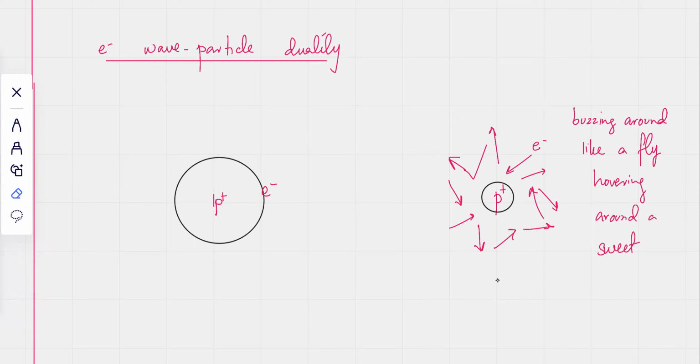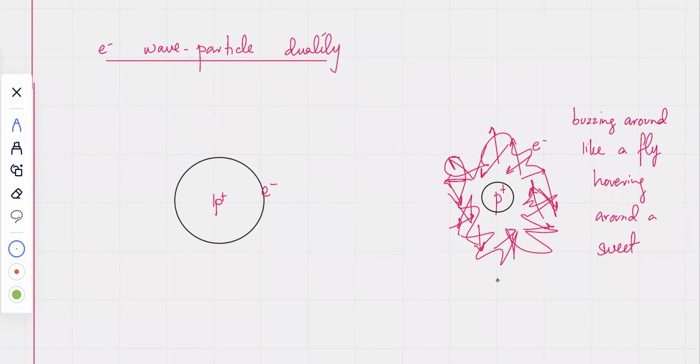If the electron is not energetic, it would just be buzzing around the nucleus. And it wouldn't be just a very slow buzzing. It would be randomly moving in all sorts of directions, completely haphazardly, and would be all over the place.